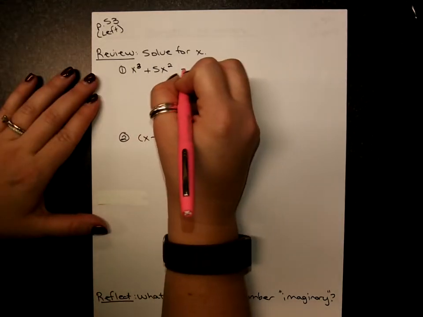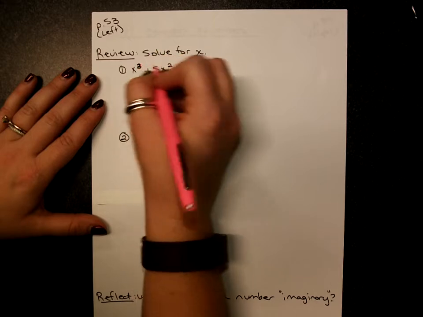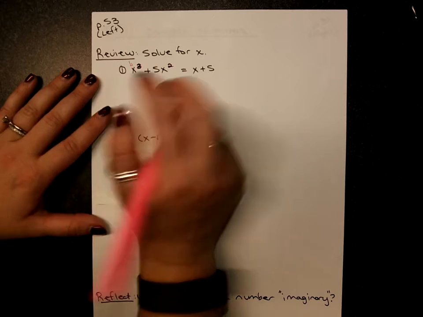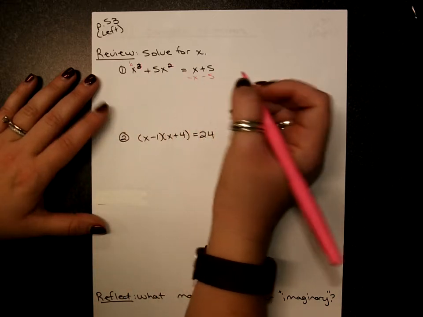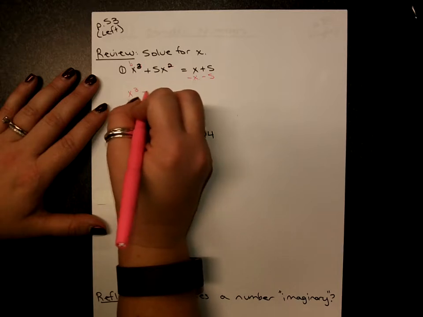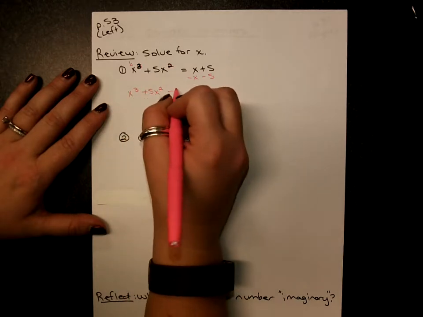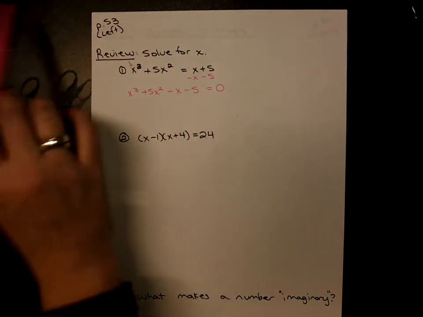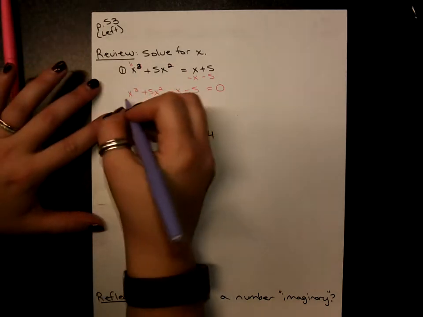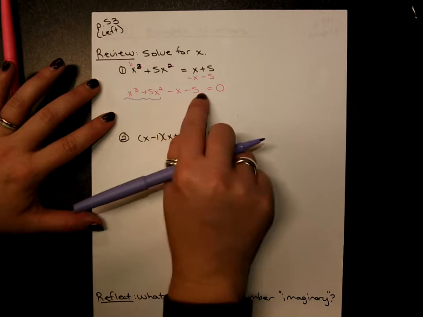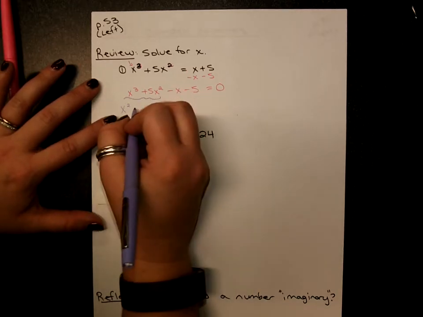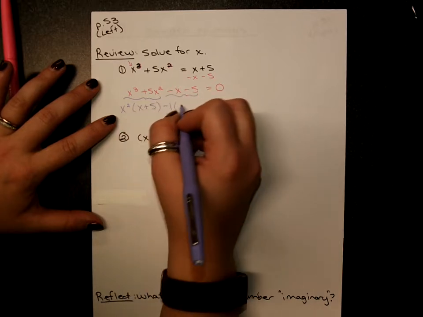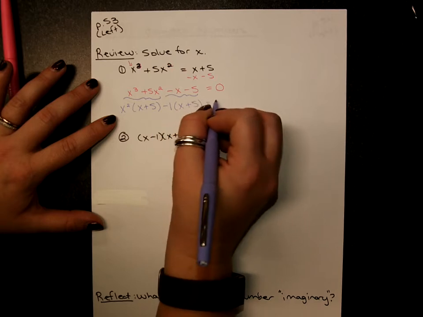On number 1, we find our equal sign. We have a cubed term and a squared term. We're going to move everything to the left so that the cubed term stays positive. So we're going to subtract x and subtract 5. That's going to give us x to the third plus 5x squared minus x minus 5 equals 0. From there, we will factor by grouping, because we have 4 terms, 1, 2, 3, 4, so we'll go ahead and group them off. That'll be x squared times x plus 5, and then from the second pair we're going to take out a negative 1, and then we have x plus 5 equals 0.